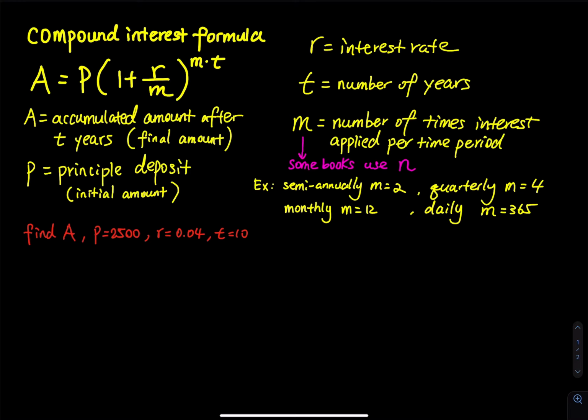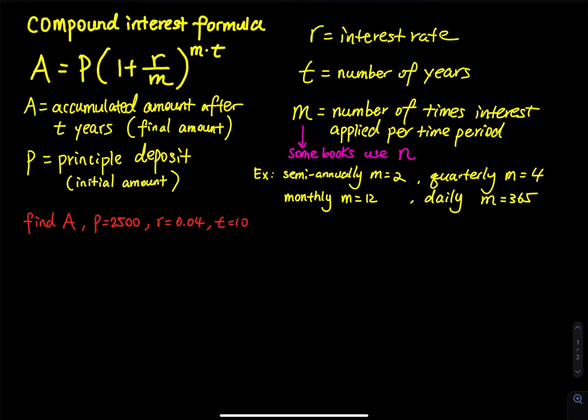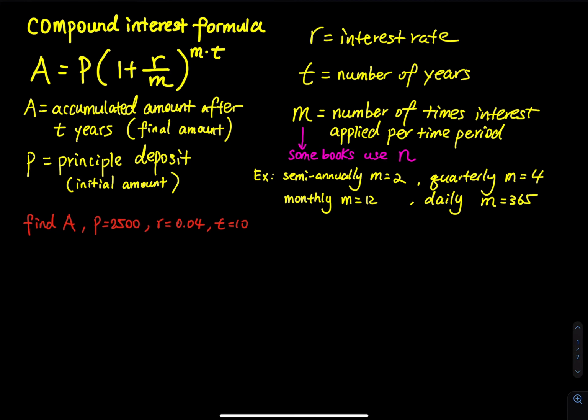This is the compound interest formula. A equals P times parenthesis 1 plus r divided by m, and then raised to m times t. A is the accumulated amount after t years, which is called the final amount.